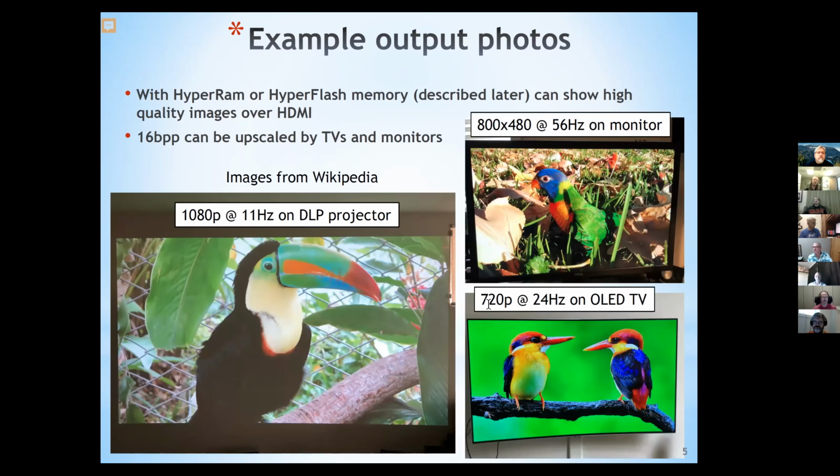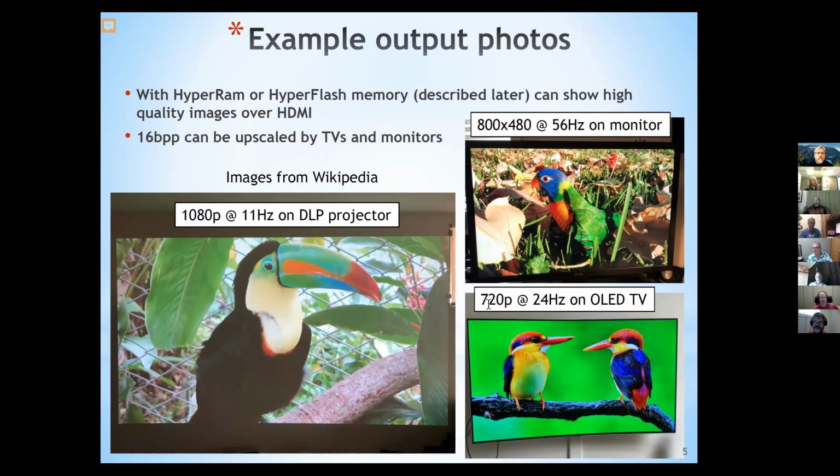So here's an example of the kind of images you can get. This is pretty good quality, I'd say. It's 16-bit per pixel using HyperRAM. This is way too much to fit into the P1 memory hub RAM, but using a HyperRAM or HyperFlash chip that I'll talk about later, you can do it. And this 1080p image with my projector is absolutely amazing. Good quality. And I was surprised it actually works at 11 hertz.